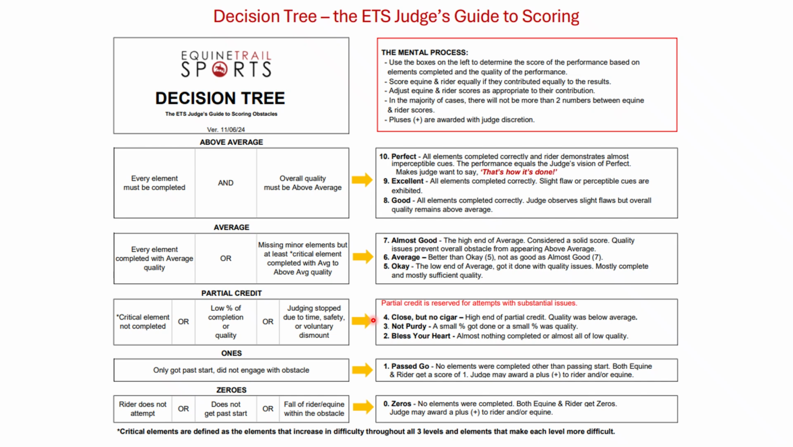A 4 would be close but no cigar, high end of partial credit. Quality was below average. An example would be the 360-degree turn on the fore or hind. If you never saw any foot placement and they just turned around in a circle, this is not a turn on the fore or a turn on the hind. And both the equine and rider should be placed in the partial credit range because the critical elements were not completed.